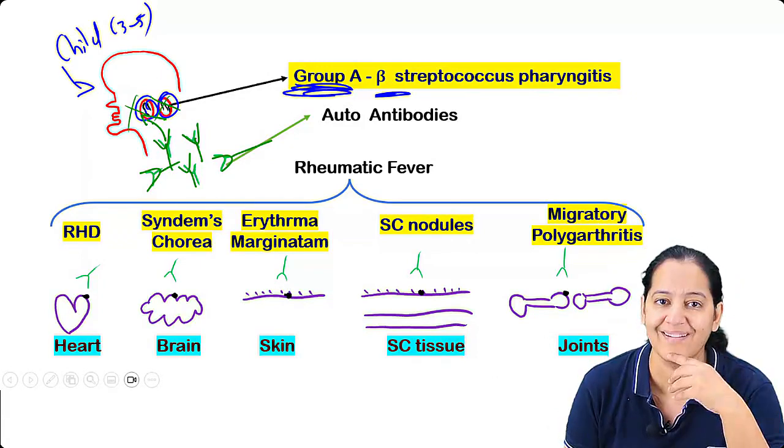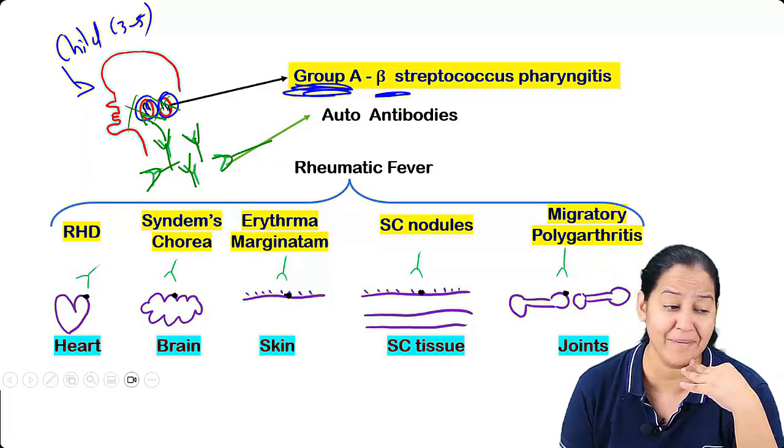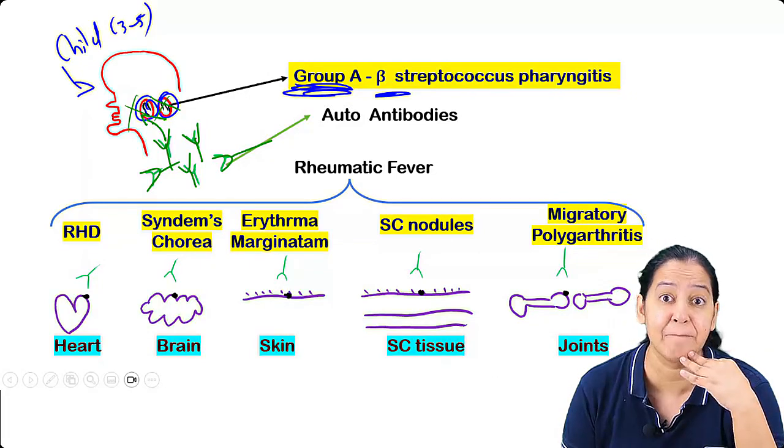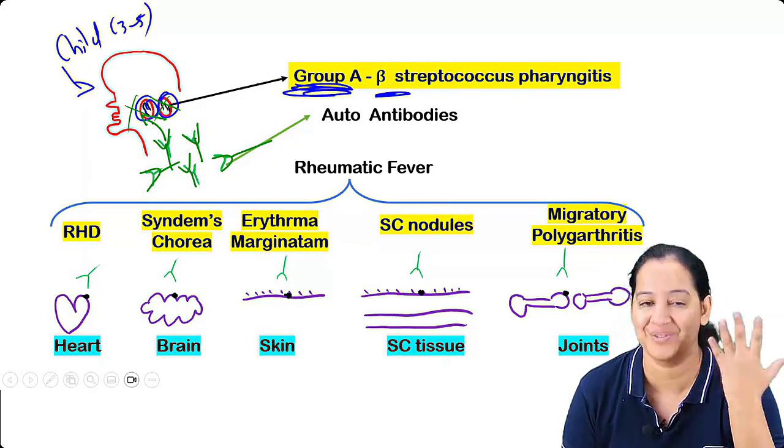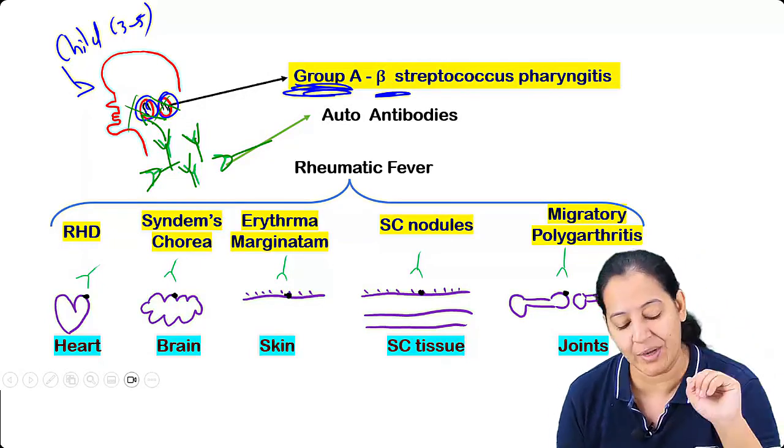Where is rheumatic fever? Bacteria do not cause rheumatic fever. Mind my words. Take it in consideration. Mind it. Bacteria do not cause rheumatic fever. Bacteria don't cause it at all. Okay, so what is the story ahead?